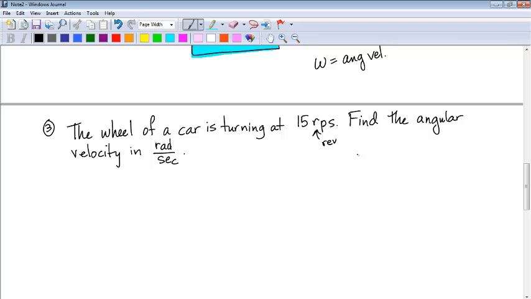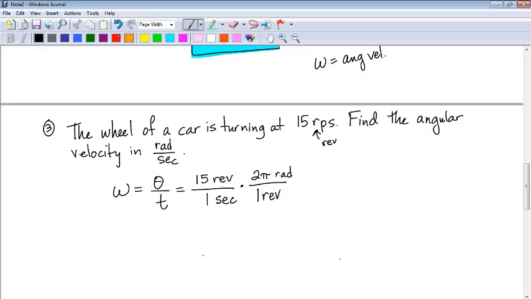Now this is the same as what we did up above. They're giving us revolutions per second, and they're asking for radians per second. So they're still asking for omega. Write the formula down. Omega equals theta over time. They're giving us 15 revolutions per second. We want to convert it to radians per second. It's already in seconds, so that's good. So then we want the revolutions to divide out. One revolution all the way around once is how many radians? 2 pi. So 2 pi radians.